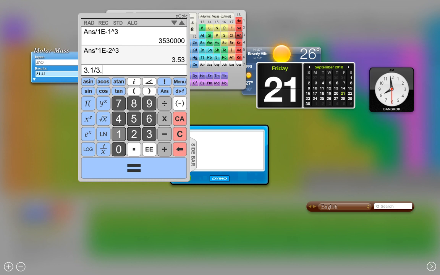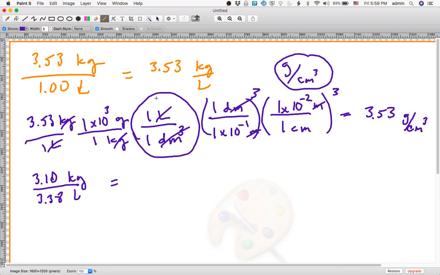3.1 over 3.38. Calculator doesn't care about significant figures. I just have to keep that significant figure in mind. There are three significant figures here. This is 0.917. So the answer here is 0.917 kilograms per liter.